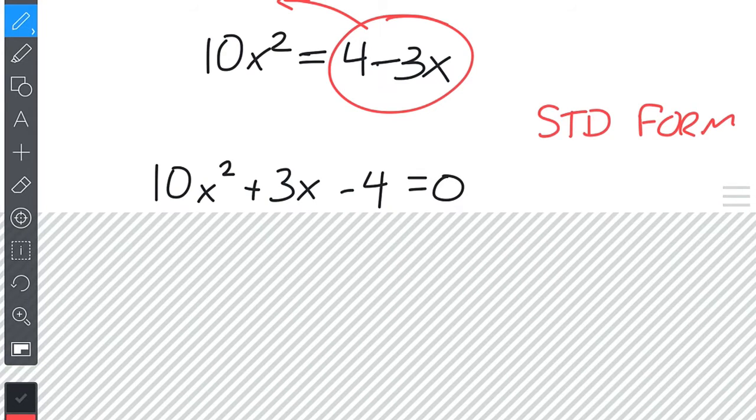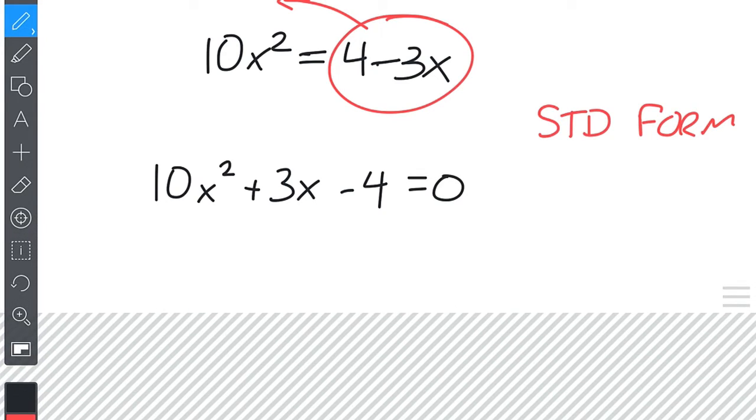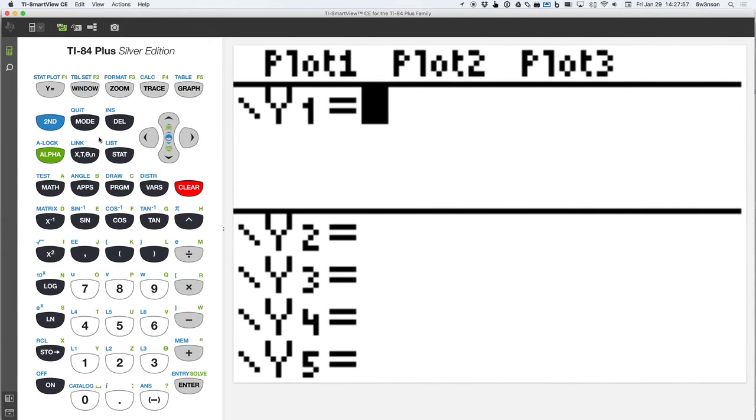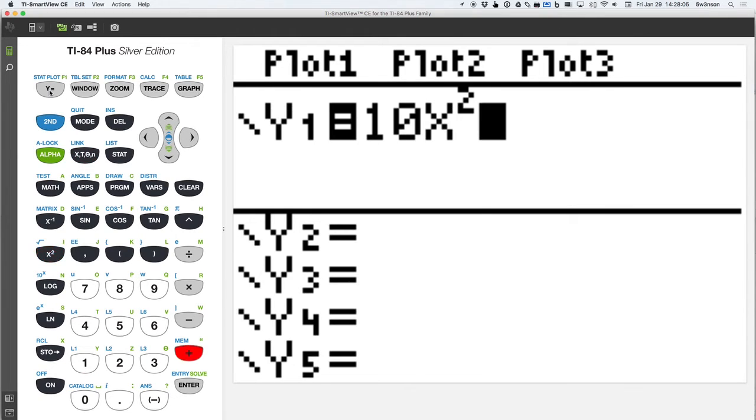And now here's a hypothetical. What we're going to do is pretend for a moment that this is actually y, and then we're going to graph this. So I'm going to enter this into my calculator. So go over to your calculator, and let's press your y equals button so we can start entering some things in. 10x squared plus 3x minus 4.